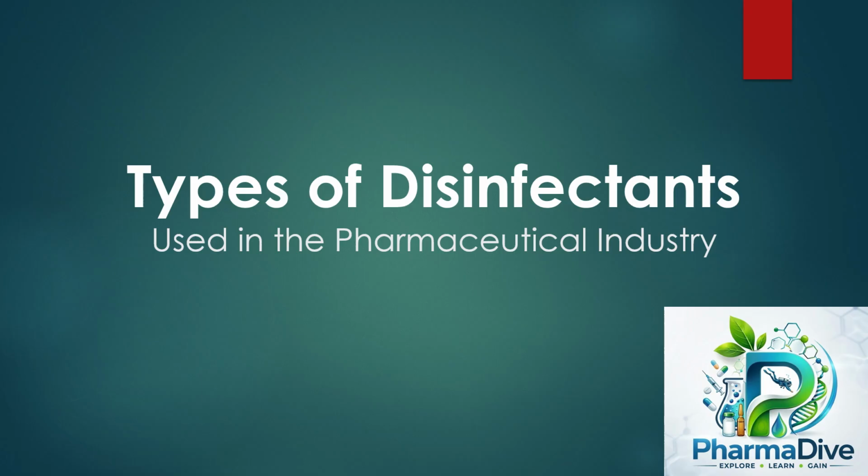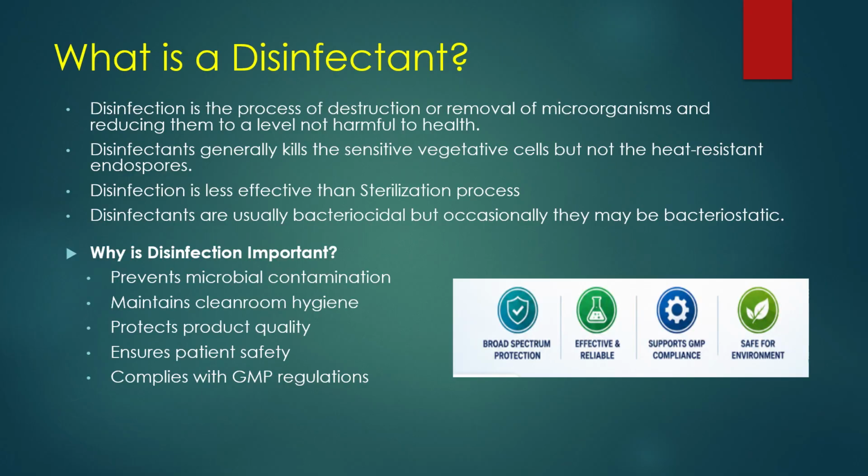Today's topic is types of disinfectants used in pharmaceutical industry. Before we look at different types of disinfectants, let's first understand what disinfection actually means. Disinfection is a process of destroying or removing microorganisms and reducing their numbers to a level that is considered safe.